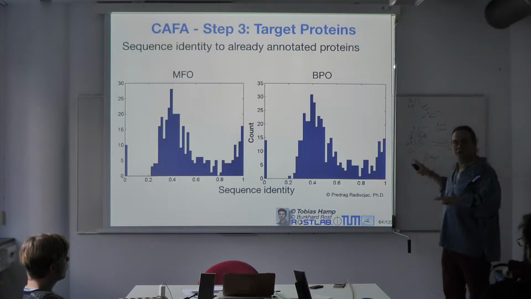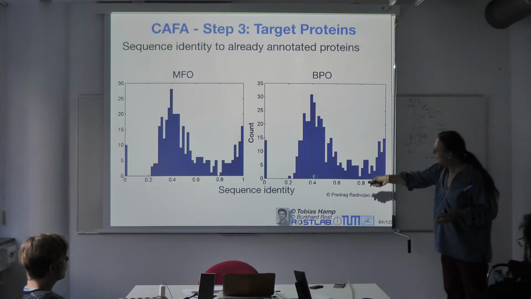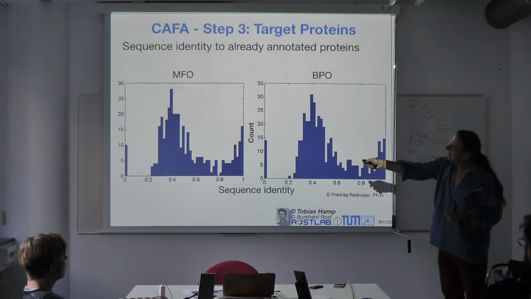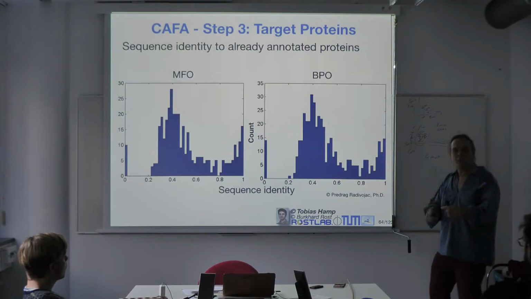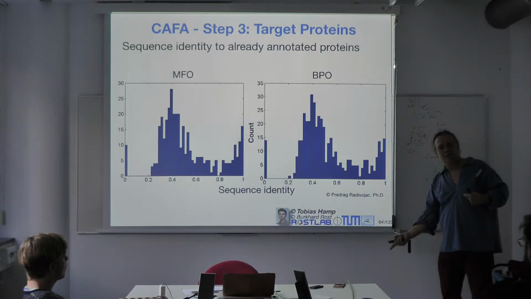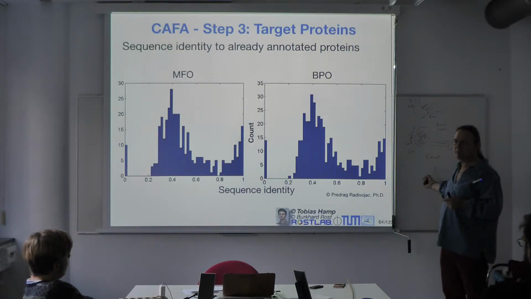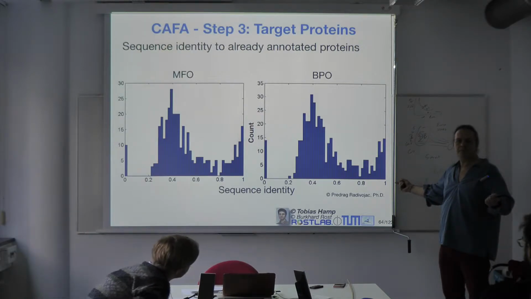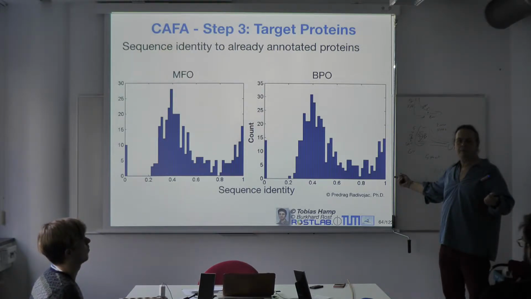This is what we call the simplest model. This is sort of covering some point here, in fact, almost the entire MFO. So most of the ones that had been added had been similar to something that was already there. How can that be?